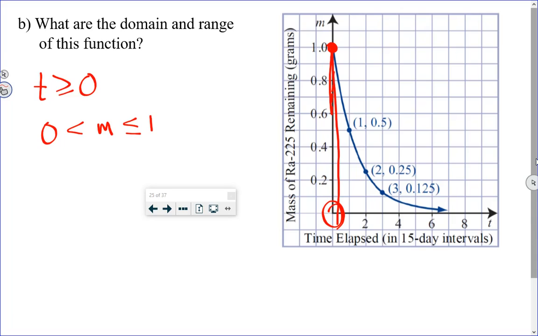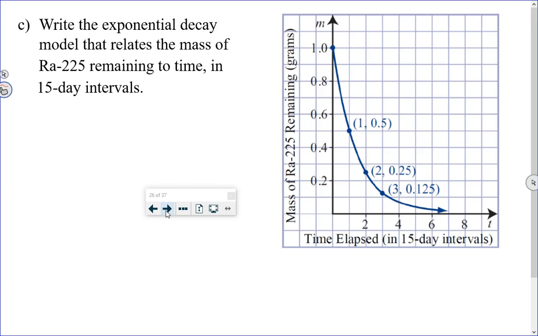Okay, and the last question here, oh, not the last one. Write the exponential decay equation. Well, it's mass equals 0.5 to the t. Because y, which is mass, is changing by being multiplied by 0.5 regularly. Any questions with C?